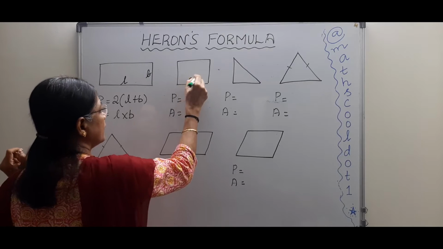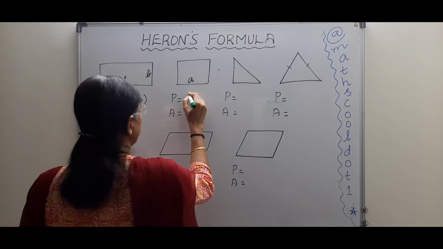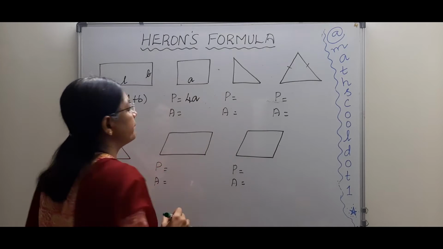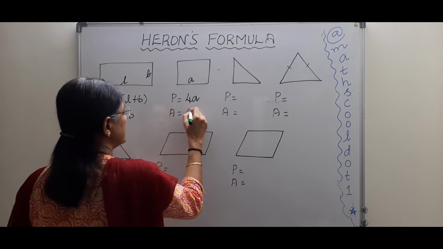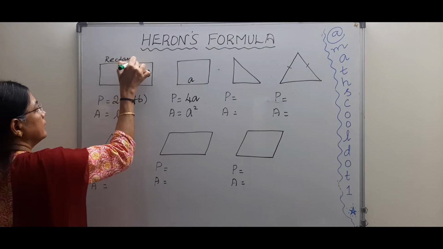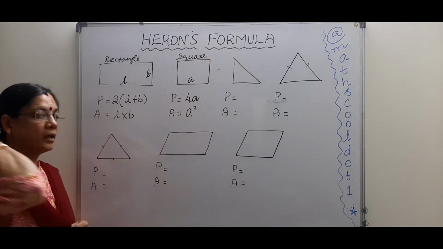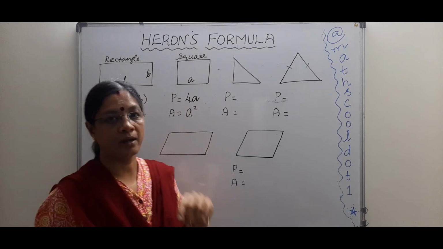Now, for the square, the side is A and all the sides are equal. So the perimeter has to be 4A, and the area is A into A, which is A squared. So this is for the rectangle and this is for the square. Now see the right angle triangle.